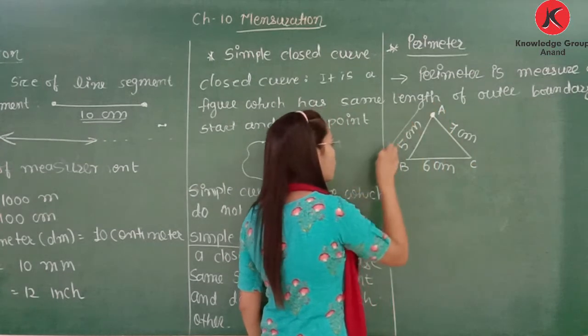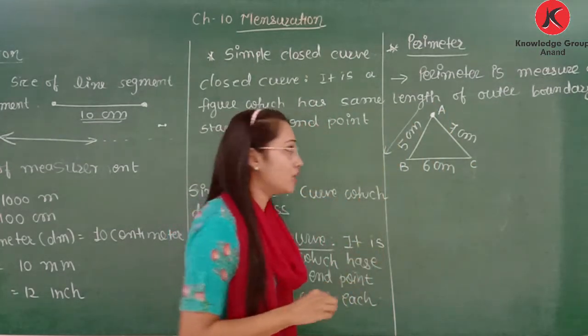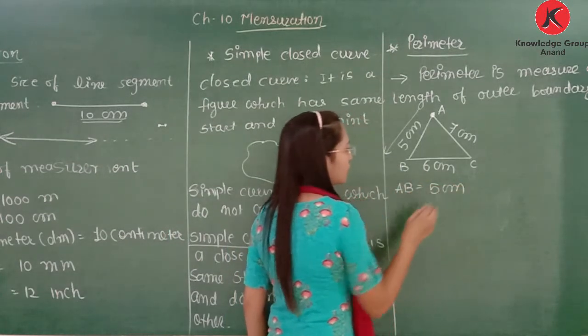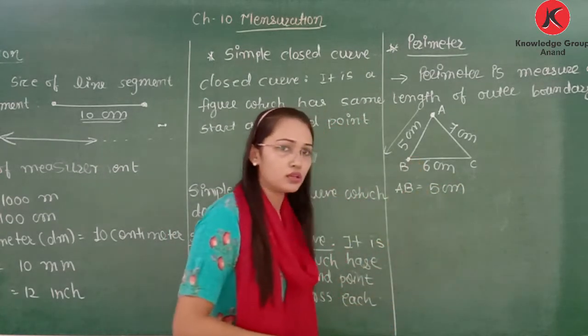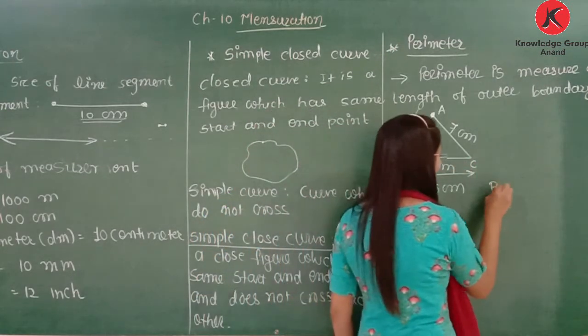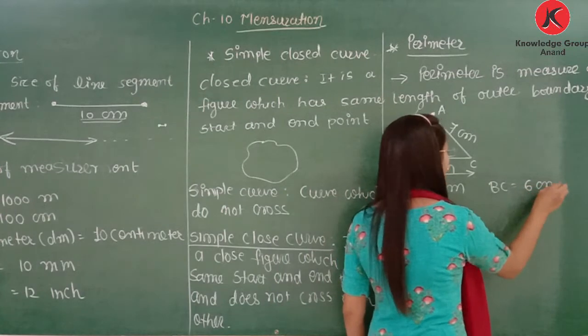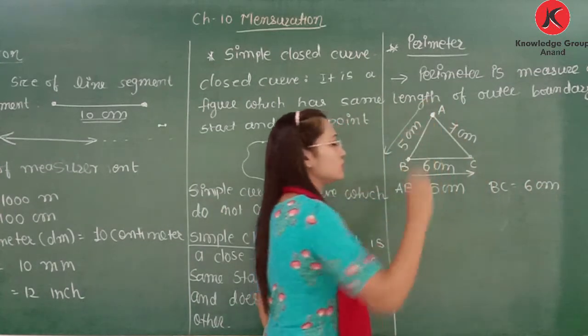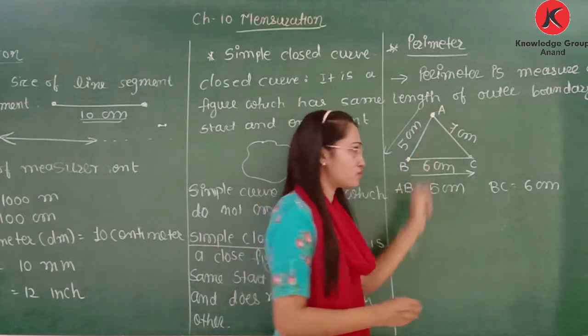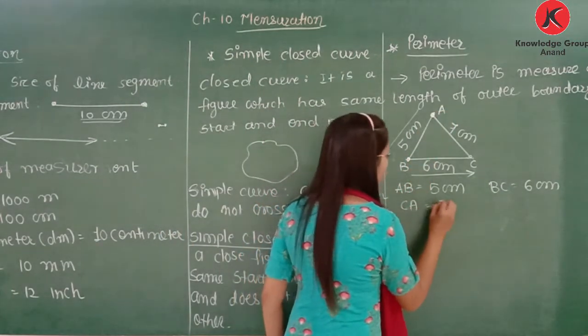Now from A we need to move towards B. So length of AB, that is 5 cm. Now we need to start from B. So from B we need to move towards C. So BC will be 6 cm, and from C we need to move towards A. Means wherever we start we need to end at that point. So CA, that is 7 cm.